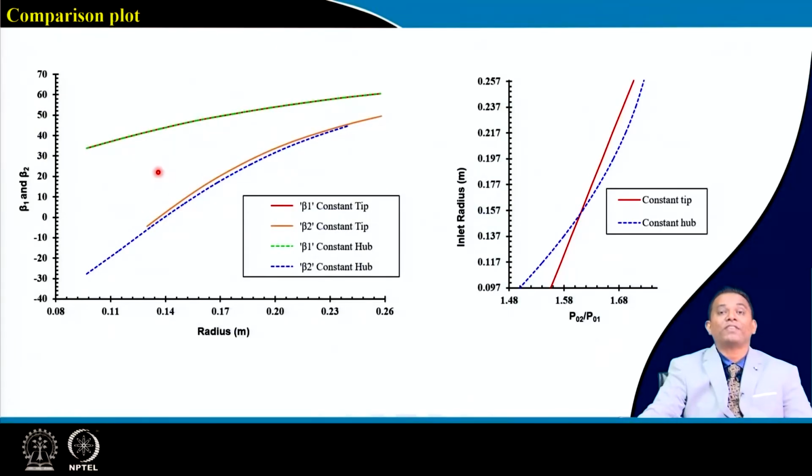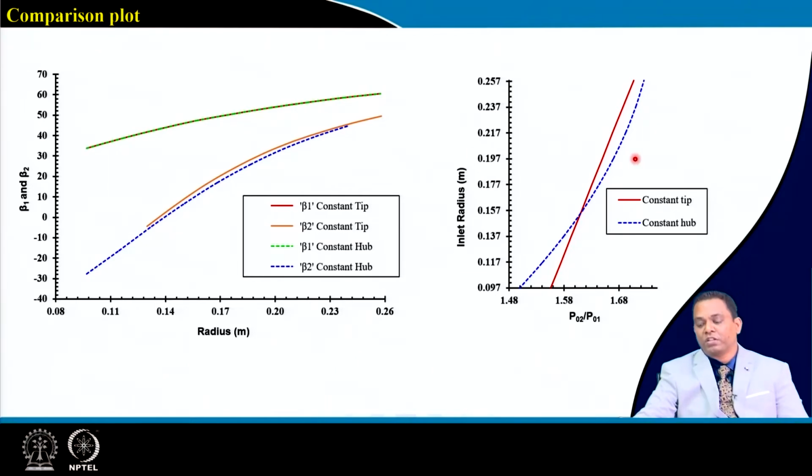Now this represents the comparison between these two designs. Just look at this, suppose I consider this as my inlet radius. Do not get confused, because my inlet radius is the same. In order to compare the loading, I am taking the inlet radius as a reference. So in this case, for the constant tip diameter configuration, we had our hub loaded on the higher side. Similarly, my tip is loaded in a moderate way.